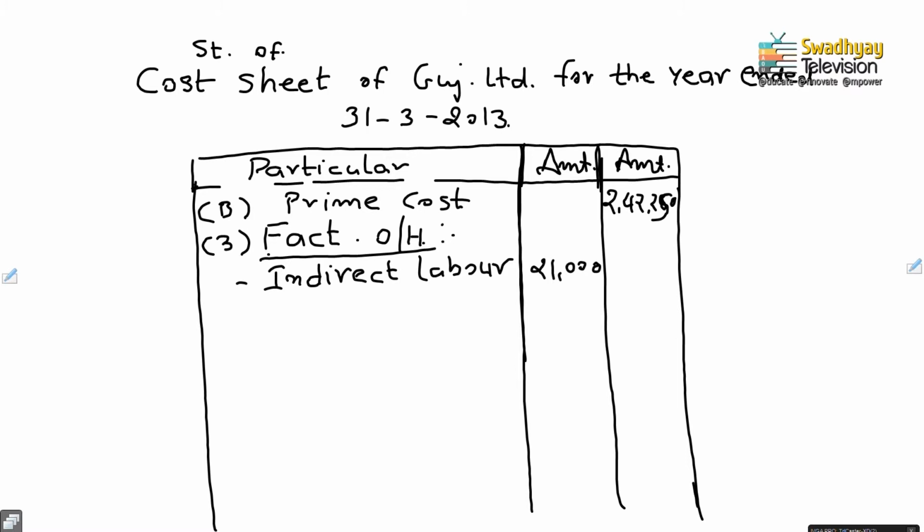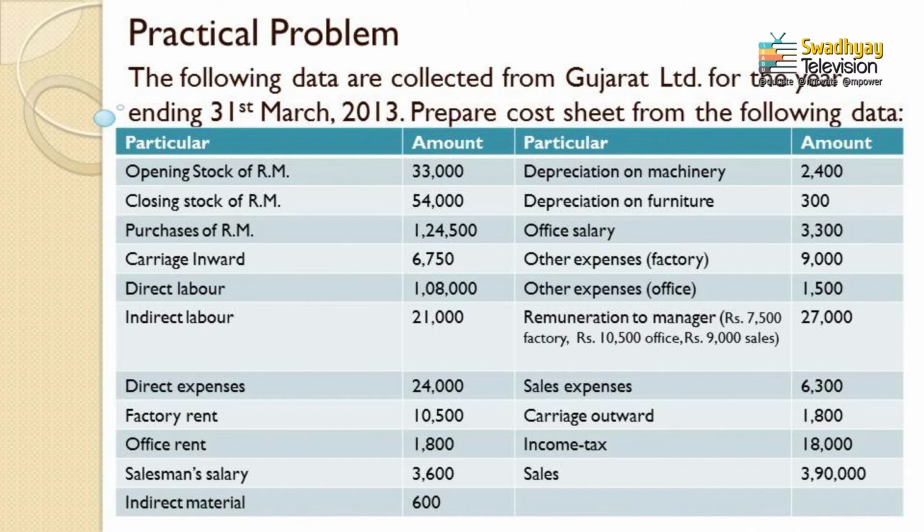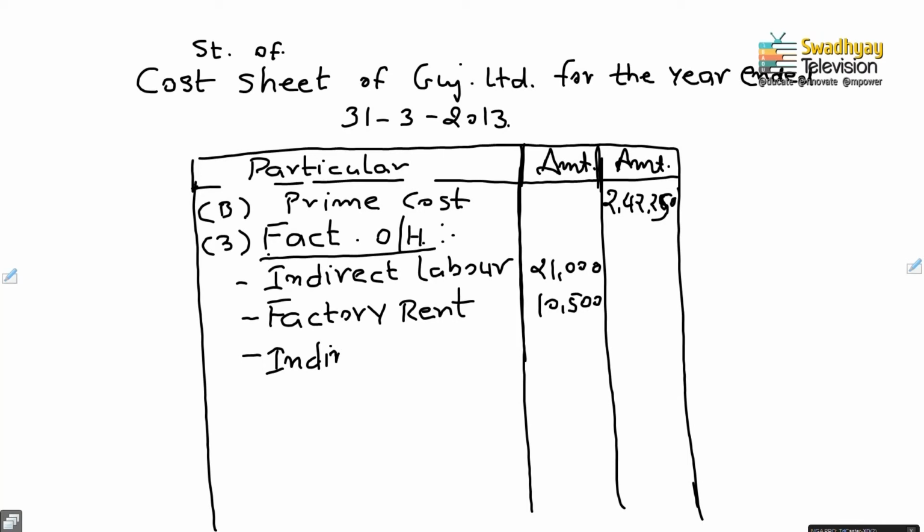After indirect labor, see the next thing in the question, that is factory rent. It is also a part of factory expense, so it would be recorded under the heading of factory overheads, and the factory rent given in the question is 10,500 rupees. See the next item in the question, which is actually regarding the factory expense. It is indirect material, given as 600 rupees. So 600 rupees indirect material is also recorded under the factory overheads.